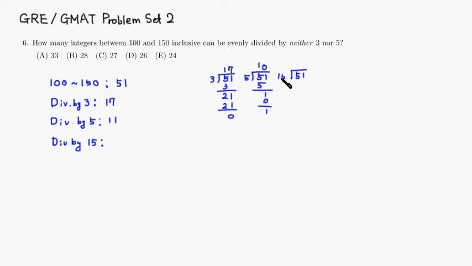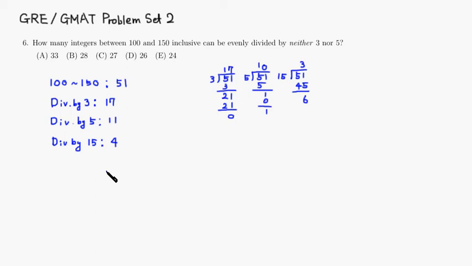We have 3, and 3 times 15 gives you 45. The remainder is 6. We can check either the first 6 numbers or last 6 numbers, but 150 is already divisible by 15. So we have one extra, and it's going to be 4 of them.